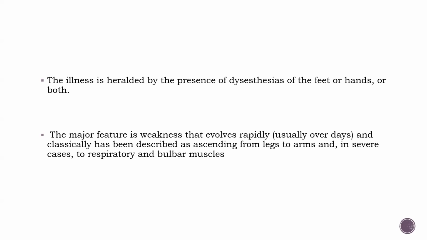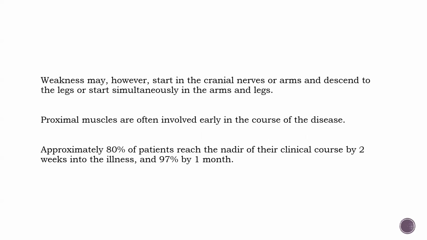The major feature is weakness that evolves rapidly and classically has been described as ascending from the legs to the arms, and in severe cases to the respiratory and bulbar muscles. Weakness may, however, start in the cranial nerves or arms and descend to the legs, or start simultaneously in the arms and legs. Proximal muscles are often involved early in the course of disease. Approximately 80% of patients reach nadir of the clinical course by 2 weeks into illness and 97% by 4 weeks.